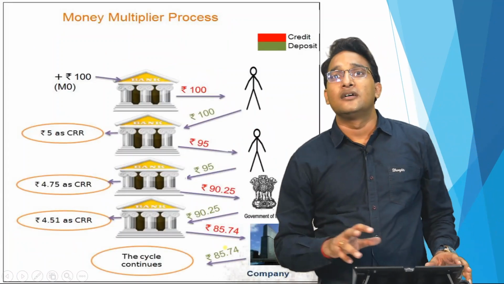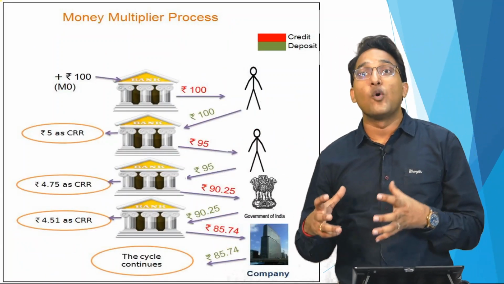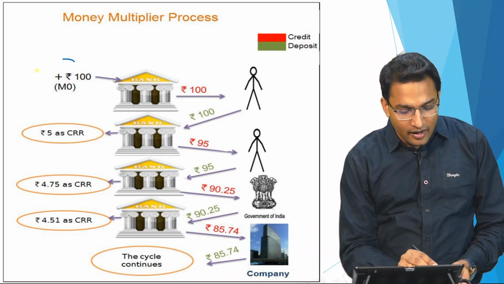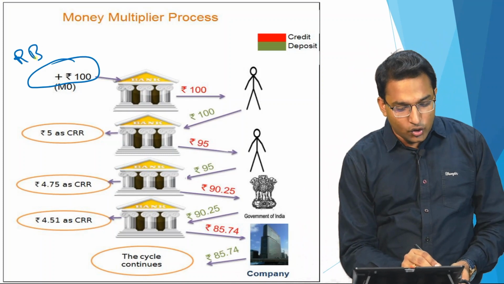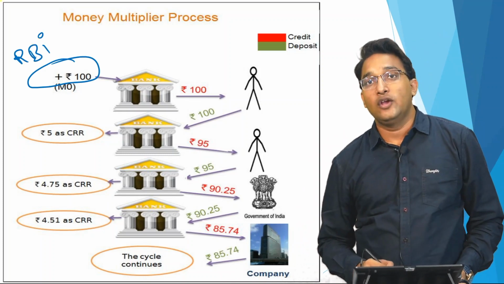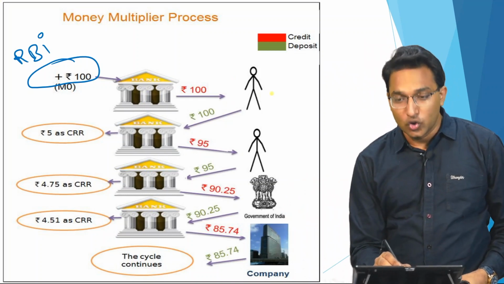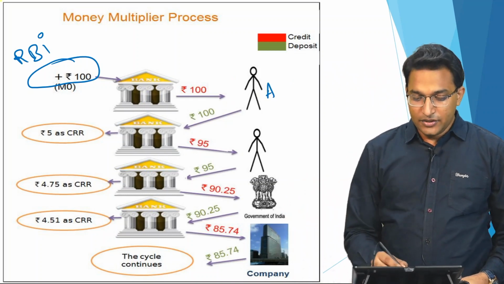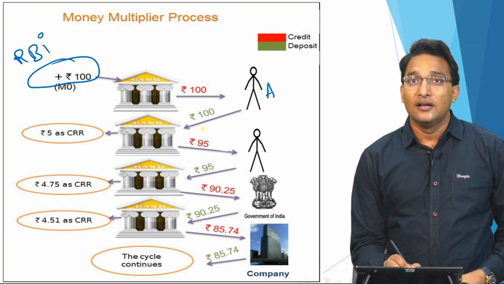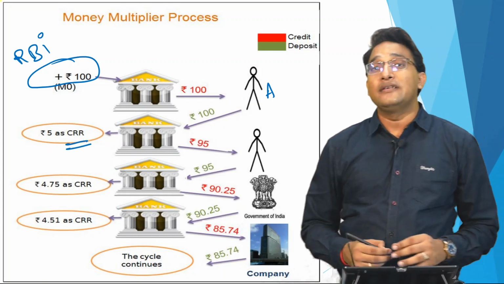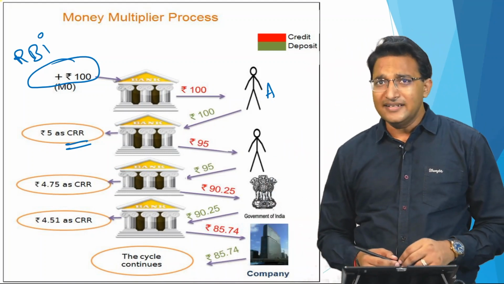Now let us see this process with the help of this small picture. So you can see that rupees 100 is the amount that has been introduced by the Reserve Bank of India into the system. Rupees 100 goes to the bank, and the bank gives this loan to Mr. A. Mr. A has this money in the bank, and now 5 rupees is kept by the bank as a reserve. That is actually the cash reserve.